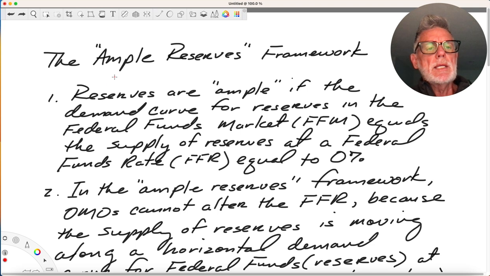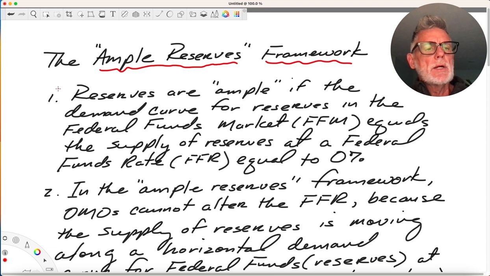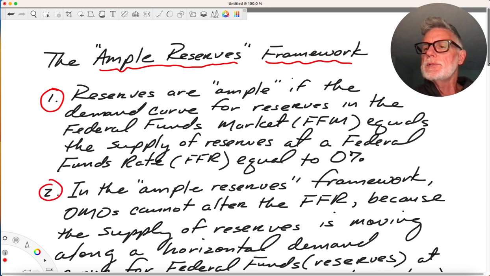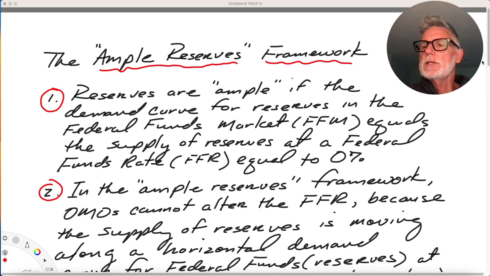So first of all, we're talking about an ample reserve framework. In number 1 here, this is going to be a system where reserves are ample. And how do we know reserves are ample? The demand curve for reserves in the federal funds market, which is the downward sloping function, equals the supply curve of reserves at a federal funds rate of 0%. So we know that we have ample reserves when the supply curve hits the demand curve at that horizontal portion on the demand curve. So that's point 1. And I'm going to show you a picture down here below.